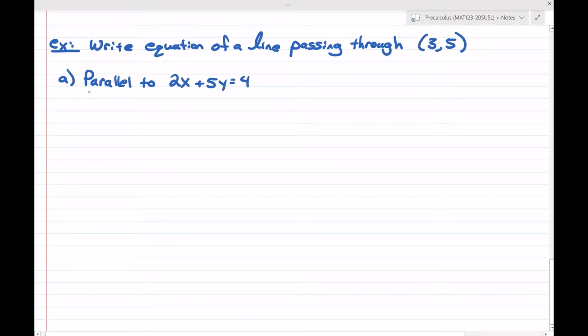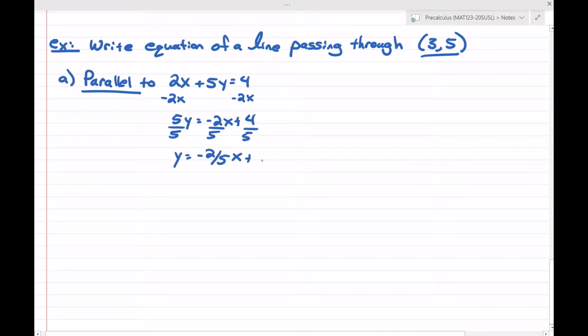Well, if it's going to be parallel, we said that they have to have the same slope, right? We already have a point, we just need a slope. So you could use the shortcut I taught you, negative a over b, or you could just rearrange this if you want. And we get 5y is equal to negative 2x plus 4. We divide both sides by 5. We get y is equal to negative 2/5 x plus 4/5. So our slope would be negative 2/5.